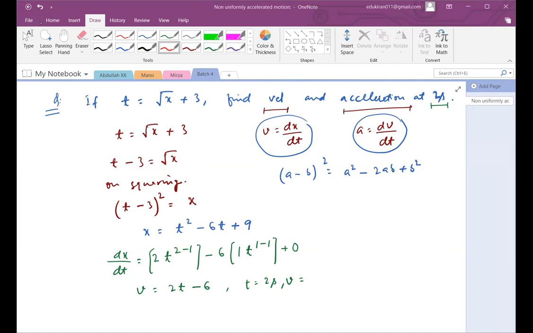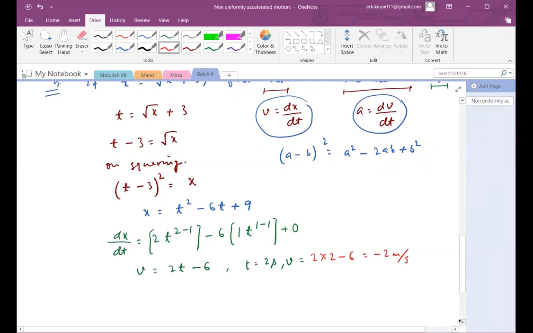If you put the value of t as 2 seconds in this part, you will get 2 into 2 minus 6. So it will be 4 minus 6, which is minus 2 meter per second. Now in the next part, you have to calculate acceleration, for which a is dv over dt. So just differentiate this particular part and put the value of t to be 2 seconds.